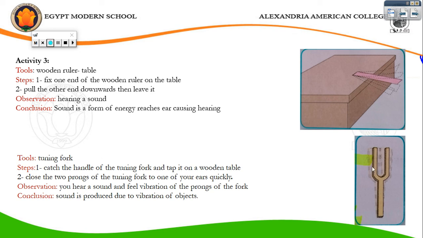Tuning fork. This fork is a special fork. You will not find it at home, but this is a tuning fork. Catch the handle of the tuning fork, and tap it or hit it on a wooden table. Bring the two prongs close to one of your ears quickly. نقربها من ودننا بسرعة. You hear a sound and feel vibration of the prongs of the fork. Conclusion: sound is produced due to vibration of objects.